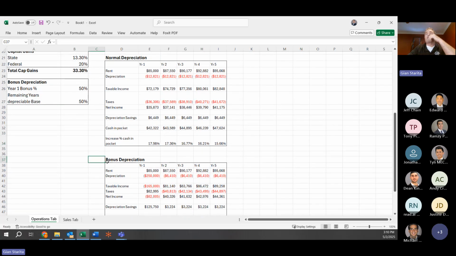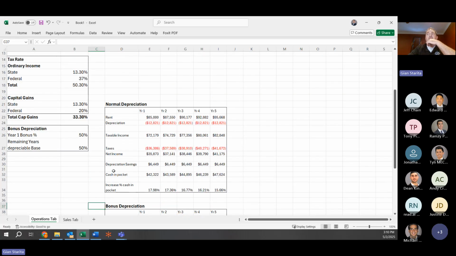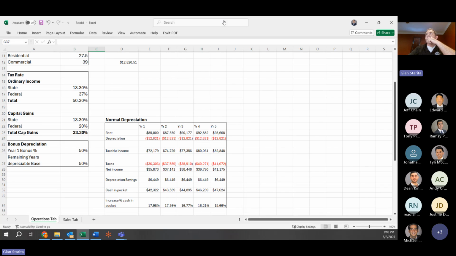Let's talk about something called bonus depreciation. People have heard about cost segregation studies. I'm going to stop sharing for a second. Has everybody heard about a cost segregation study? Everybody know what that is? Yep. Okay. You went over that in a previous call as well. I did, absolutely. So I'm going to assume you guys know what it is, but I'm going to give a 12-second overview.